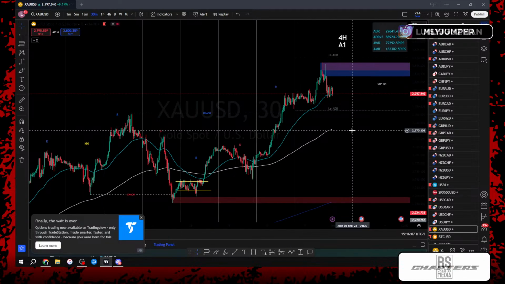Before I take a trade on US30, before I take a trade on gold, I need to make sure that I have engulfing candles. I need to make sure that I have a change of character, break of structure. I need to make sure that we're following the trends. I don't want to take a trade going short thinking, oh, we're at the highest point.